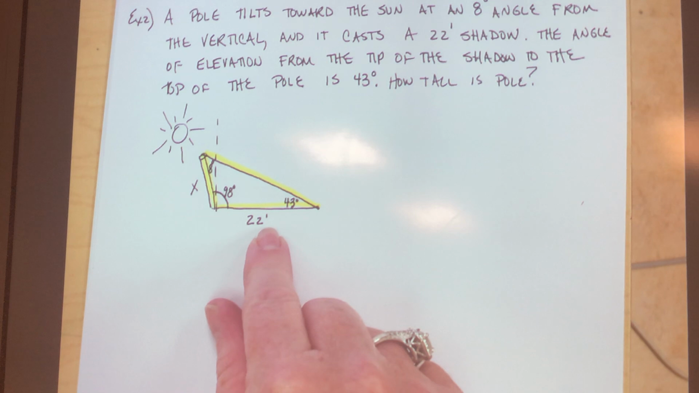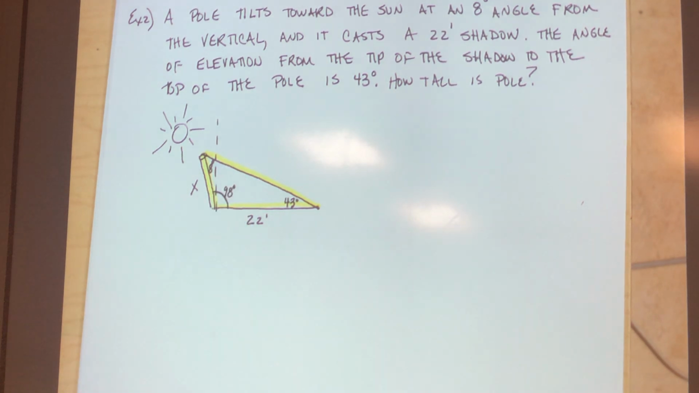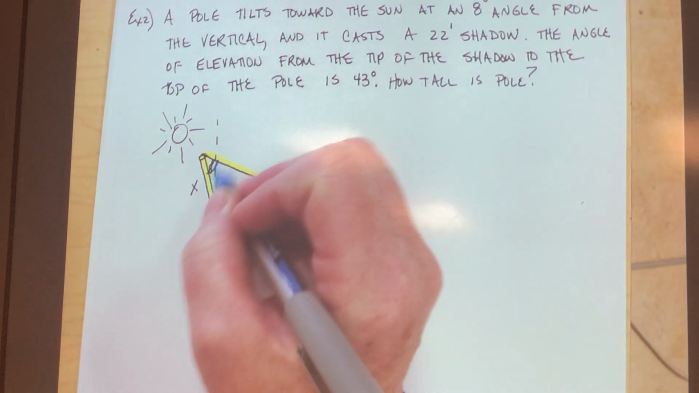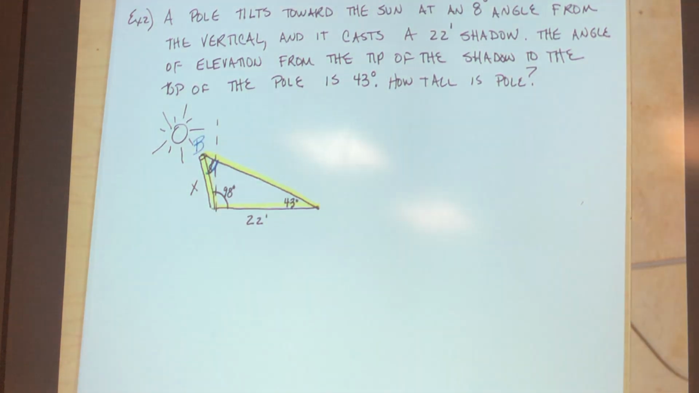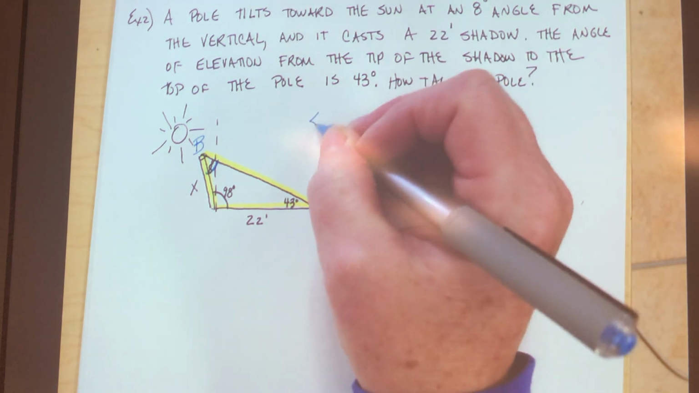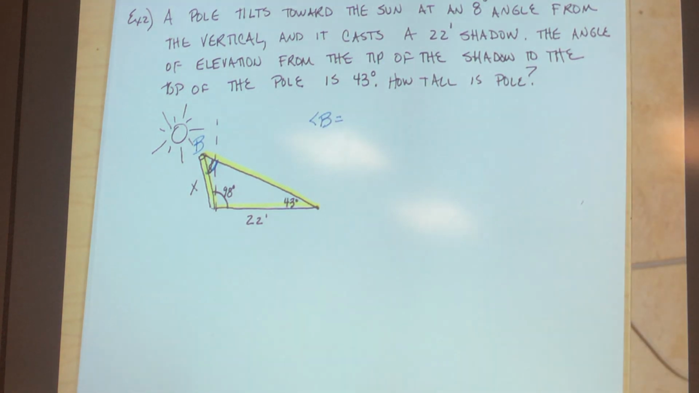I know this side, but I don't know this angle. But what can I find? The other angle. I can find this angle right here. I'm going to call it B. I don't know it yet, but I can find it really easily. Wait, but how would you not know that angle? Is it not 8?